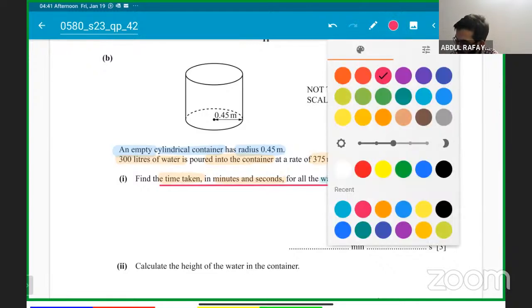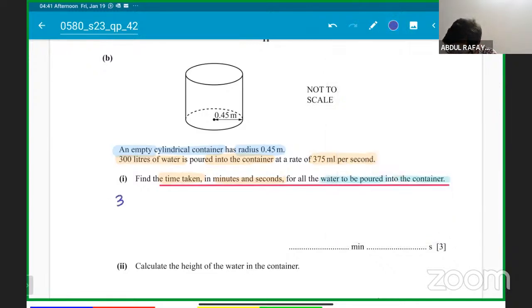So it's very simple. The first part is not relevant. So they are telling us that 375 mL per second is done. Okay, per second means in 1 second, 375 ml is done. So if we have 300 liters, what's happening is that in 1 second 375 ml of water is being poured.